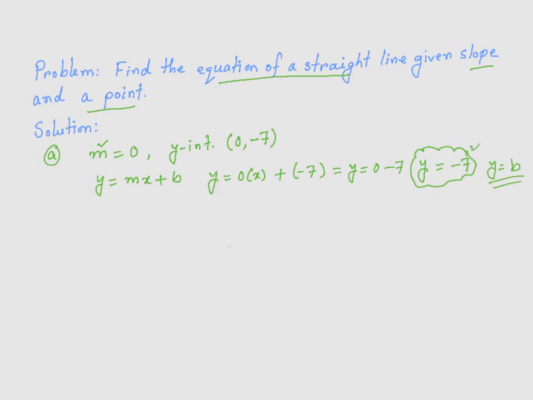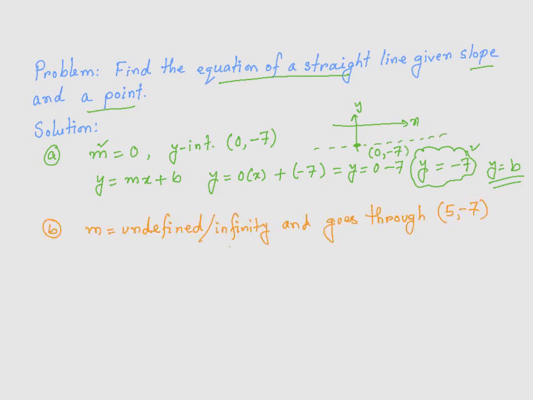So this equation represents a horizontal line through the point (0, -7). So that means, that's y, that's x. This is (0, -7), and the line goes through this. This is a horizontal line.